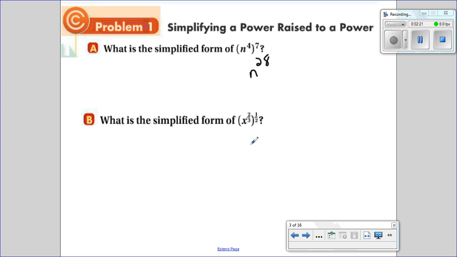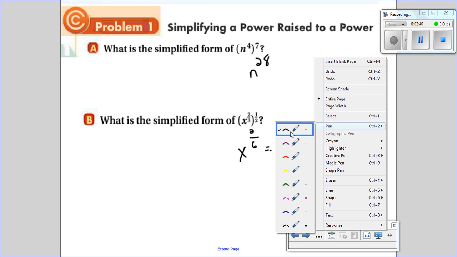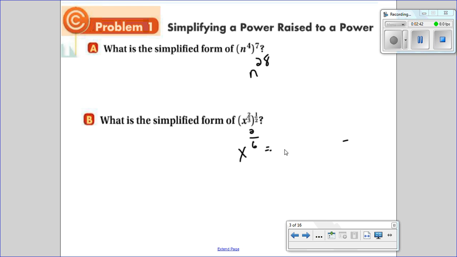x to the 2/3 to the 1/2, we're just multiplying across. So that's x to the 2 over 3 times 2 is 6. And we want to reduce that. And that turns into x to the 1/3 power.